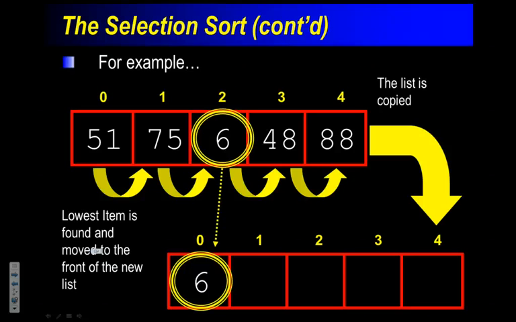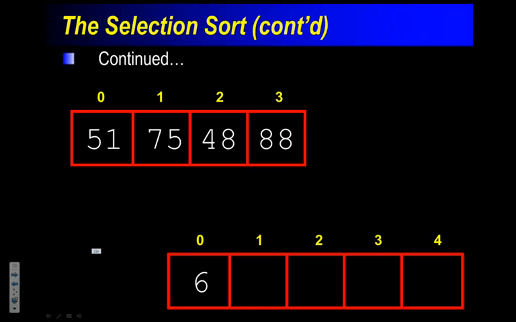It's possible that the lowest item was at the very end. I don't know until I've looked through the whole list. Now that I've copied it over to the new list, it can no longer remain here. Because otherwise, if I try and do this again, I'm going to find it the second time. So I have to remove it from the original list.